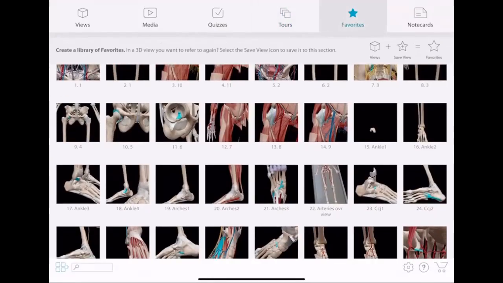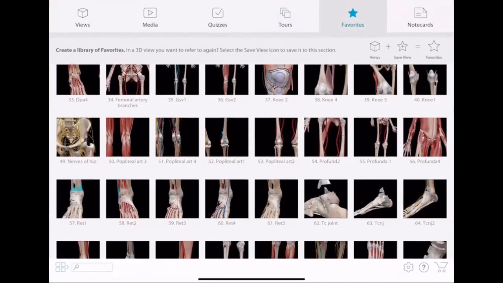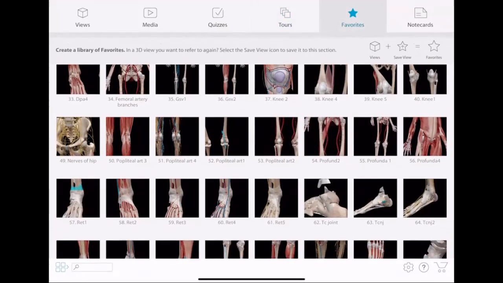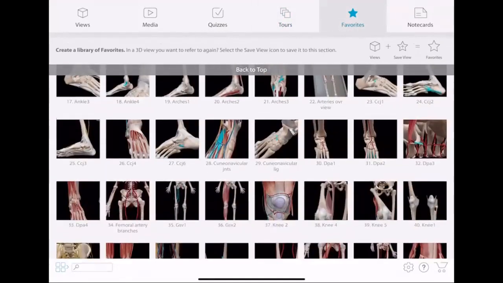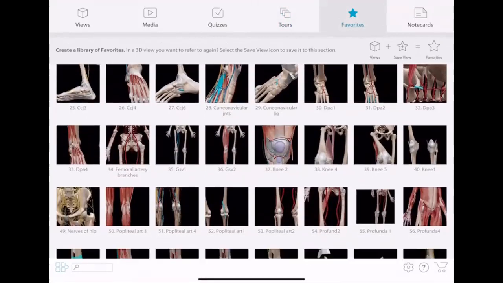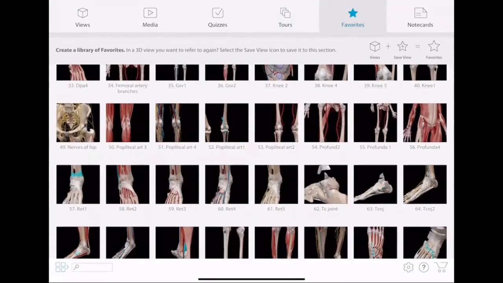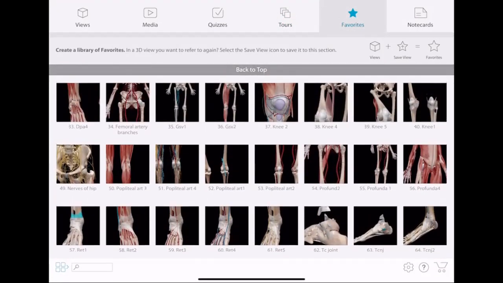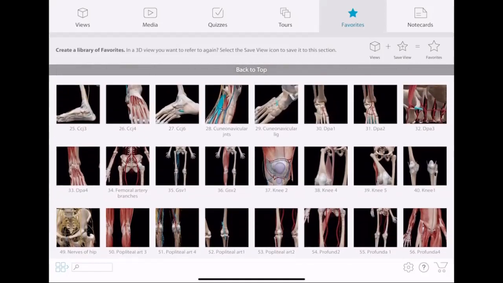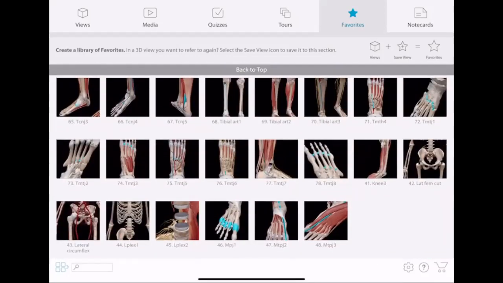Please wait. We are running out of time. Femoral cutaneous. Where is that? Where is the view?